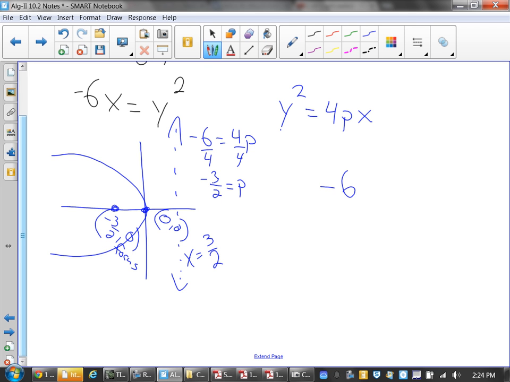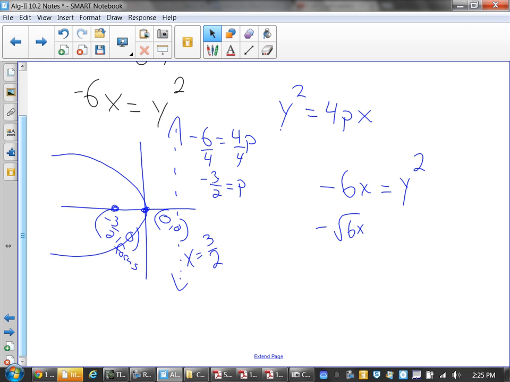We have negative 6x equals y squared. I don't have a y squared button on my calculator, do I? Nope. But I have a y equals button. How do I get y equals out of this? Just square root. Now, here's where you have to be smart. Can I take the square root of negative 6? No. So here's what I want to do. I know it's got to open to the left. Do you agree? So I'm going to take the negative square root of 6x. Put that in your calculator to the table.